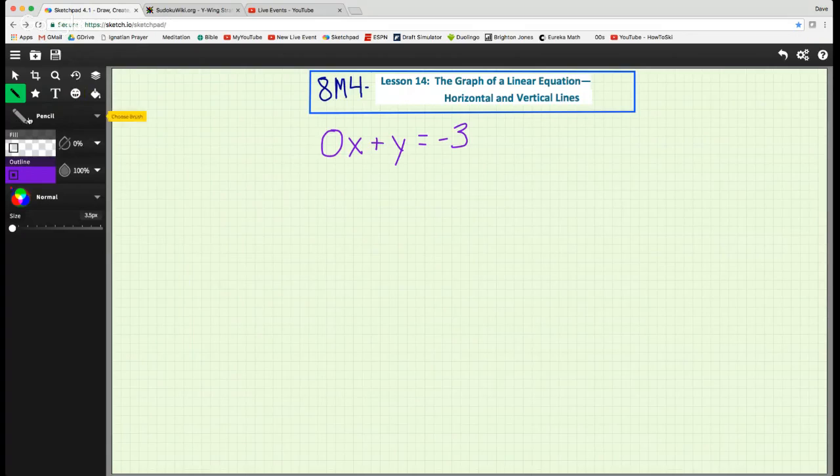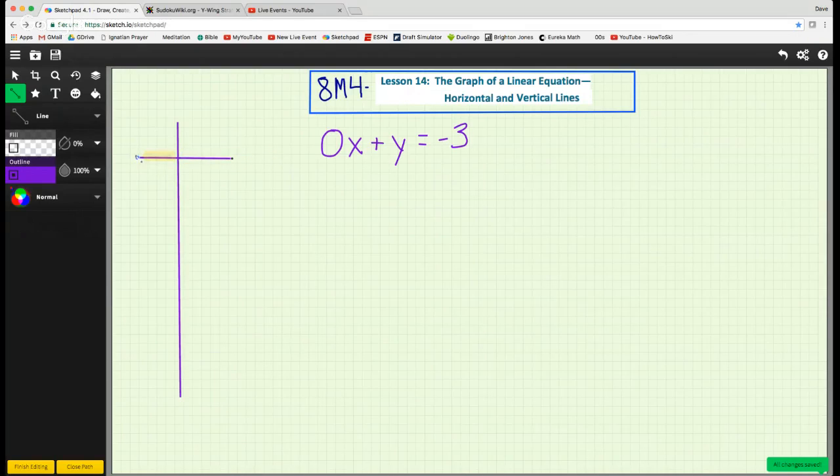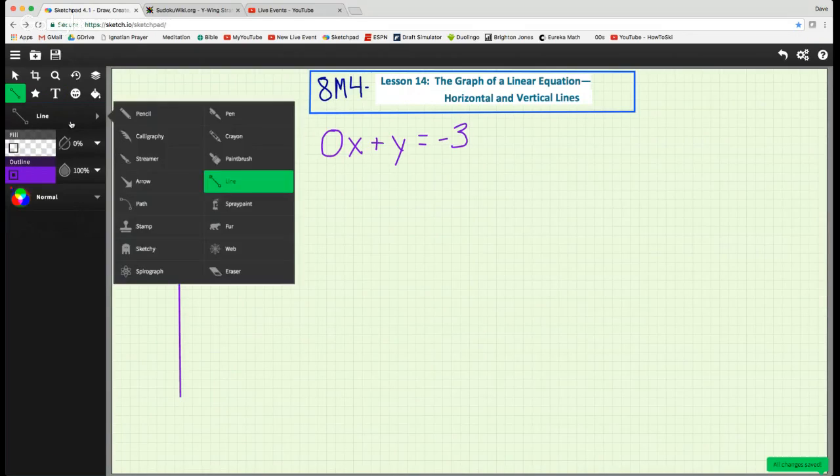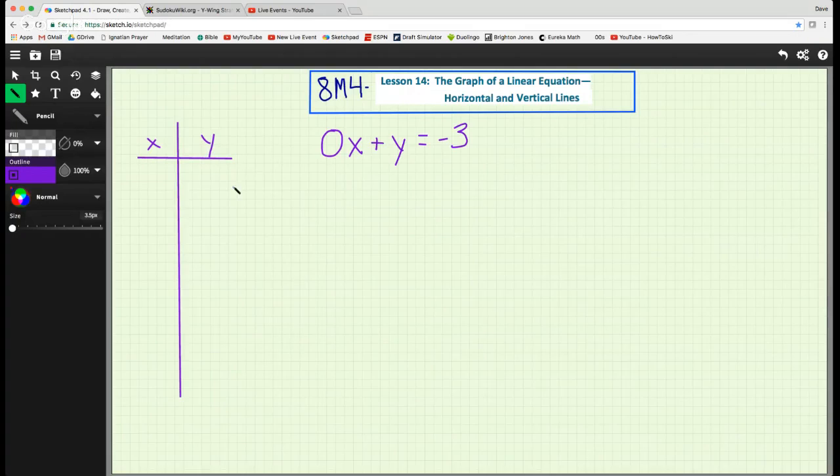Let's make a straight line using a real line. All right, there we go. So here's our x and our y. So let's try some x values: let's try an x value of 1, 5, -3. How about 0? We'll use 0. And let's see what happens to our y.